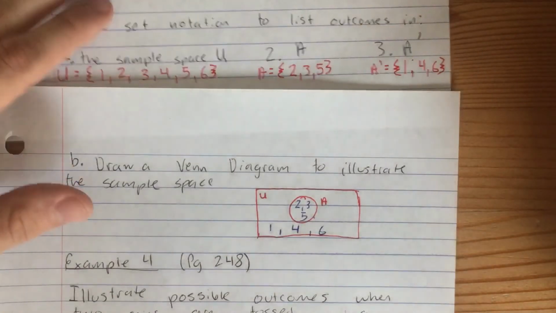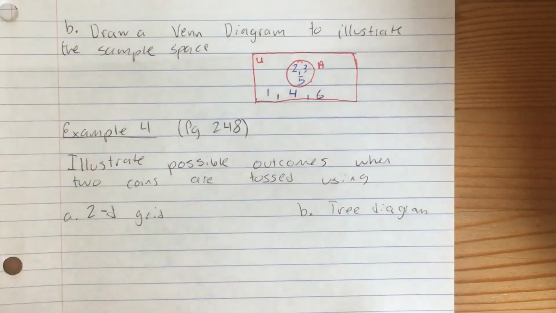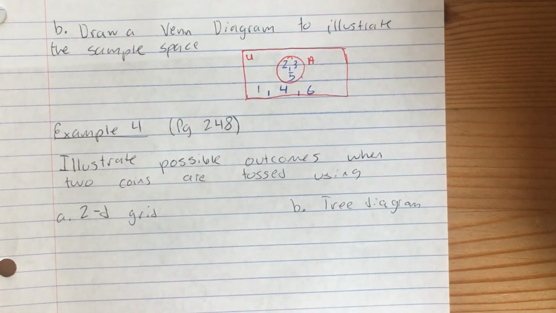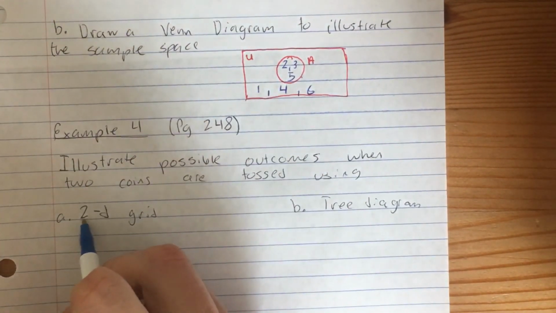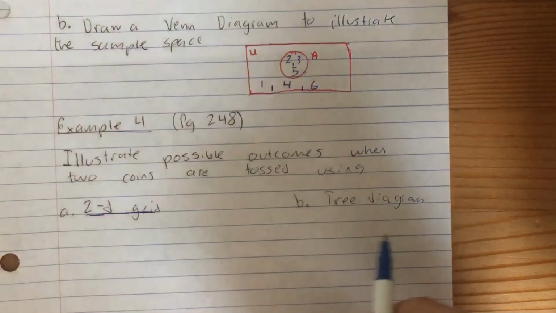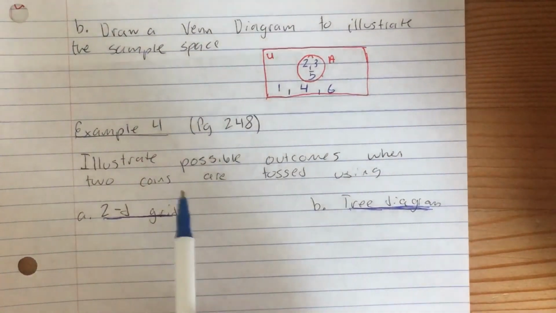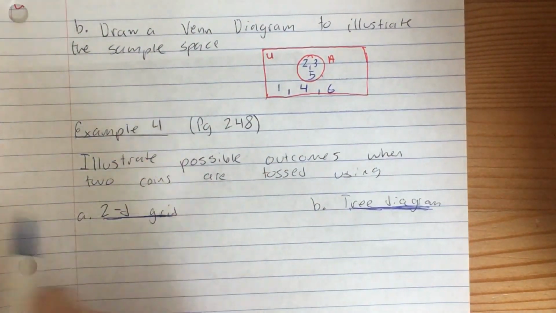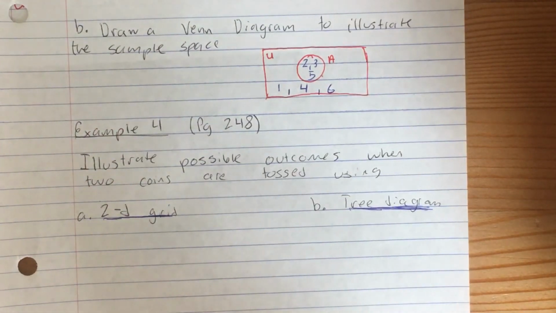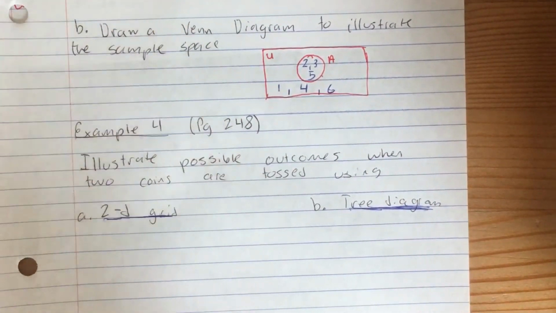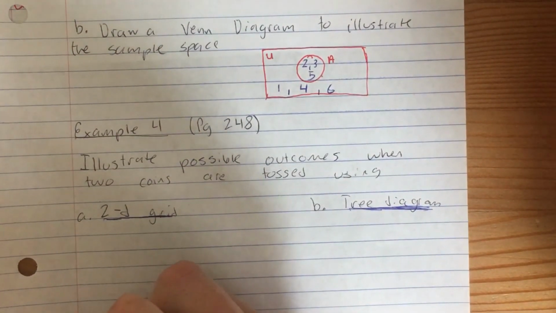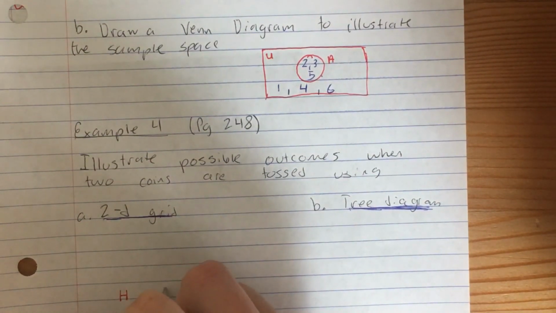And then we're going to go over just 2 more ways that you can list possible outcomes. The 2 ways that we're going to look at are a 2-dimensional grid, where we basically create an axis of outcomes, and what's called a tree diagram. This is on page 248, example 4 here. We want to illustrate the possible outcomes when 2 coins are tossed using a 2-dimensional grid and using a tree diagram. So with the 2D grid, we've got heads and we've got tails.